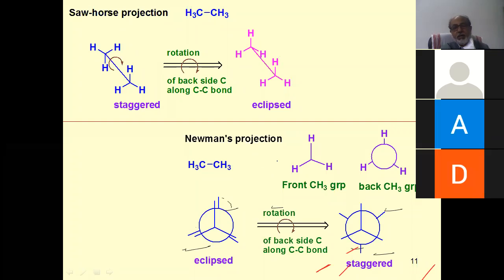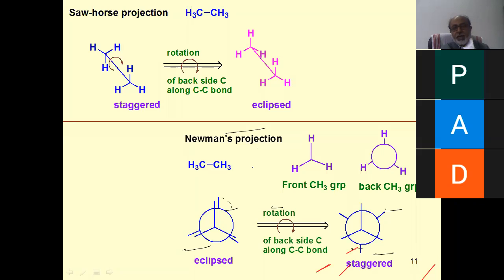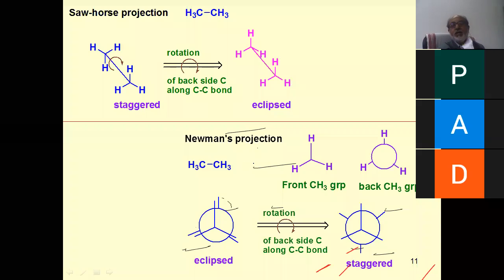So what we have got are these four different projection structures. First one is your Fisher projection, then wedge projection, Sawhorse projection, and Newman's projection. But now comes the most challenging one. That is how to convert one to the other. And here you have to be very, very careful.